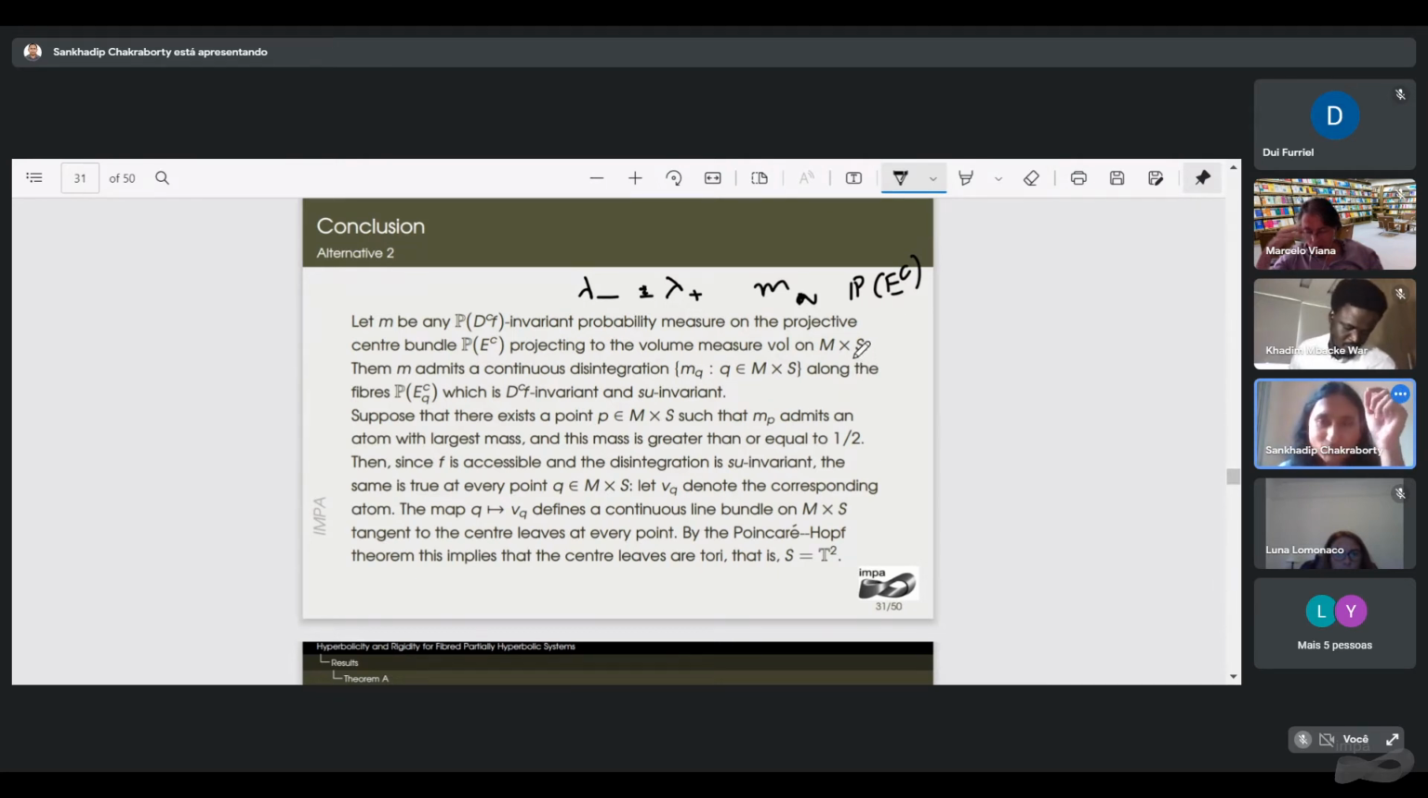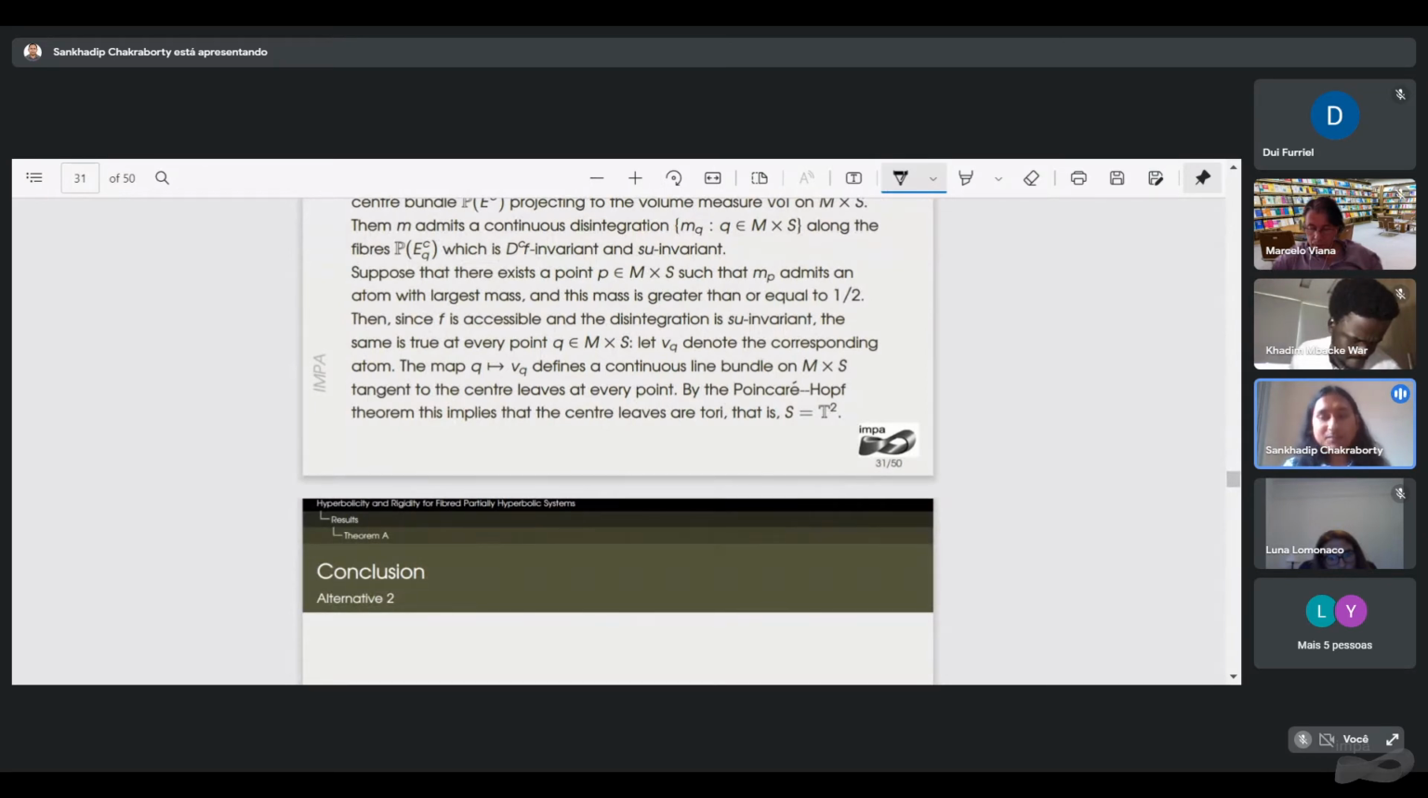mp and mq, this is on PEC. So what we get is, at each point, we get a mass, and on each center space we are getting a line, because projectivization means lines on EC. So it's the set of all lines on EC. So at each point, we are getting a line. And as this atom clearly depends continuously, this is a continuous line bundle. This line bundle can be either orientable or not orientable. When it's orientable, we can use the line bundle to get a vector field on S. And when it is non-orientable, we can go to the orientable double cover. And in the cover, we can get a vector field as well.